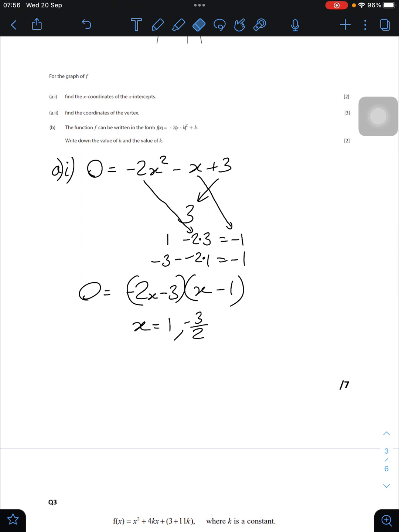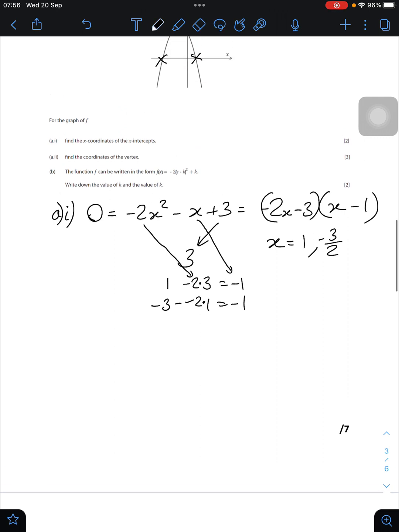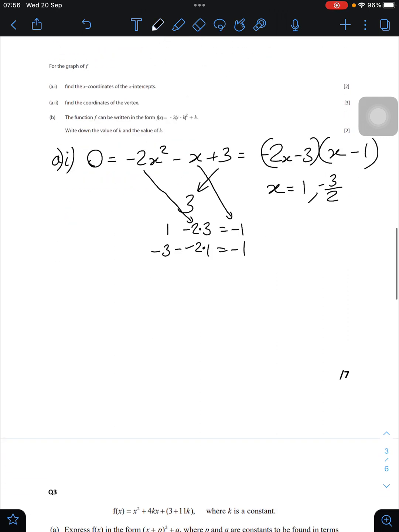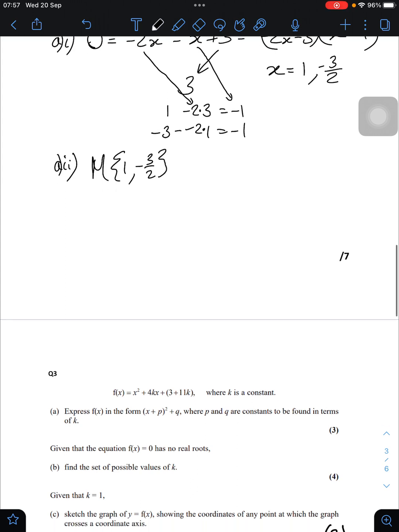Now let's do our next section. Make some space. Our next section, they want us to find the coordinates of the vertex. One method here is to complete the square, like we got below. The other way, which I think is probably easier, is you take the midpoint of 1 and minus 3 over 2.